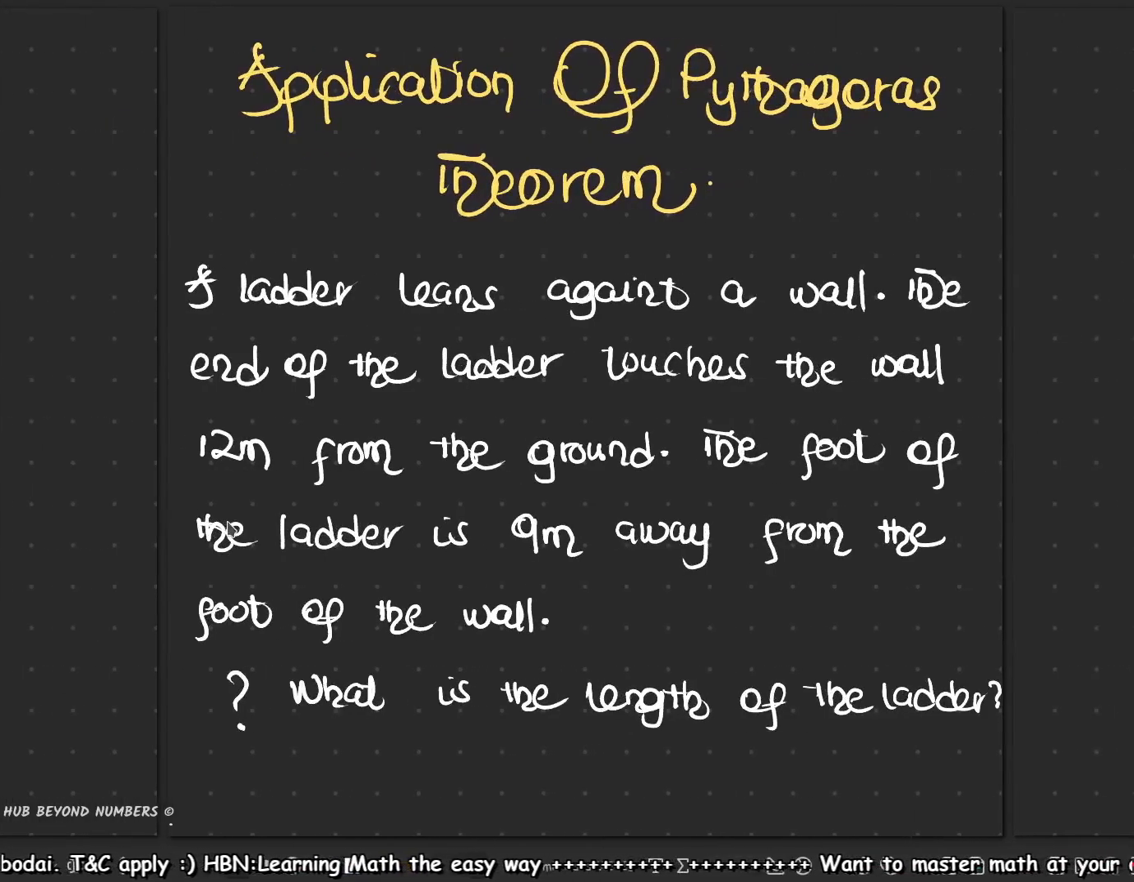So this question here says, a ladder leans against a wall. The end of the ladder touches the wall 12 meters from the ground. The foot of the ladder is 9 meters away from the foot of the wall. And the question is, what is the length of the ladder? So how do we go about this?